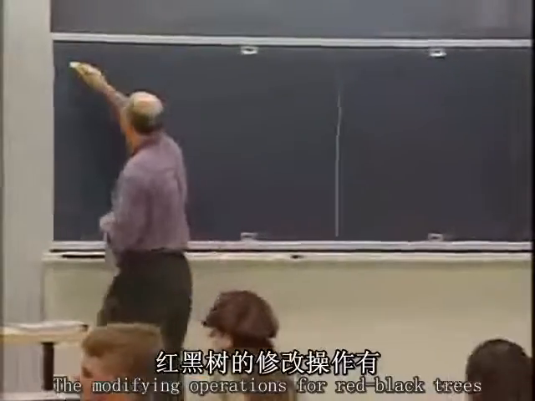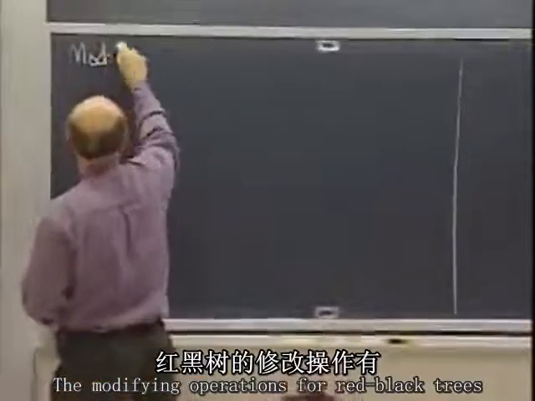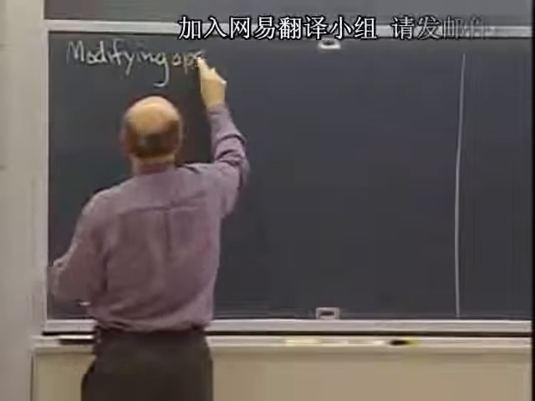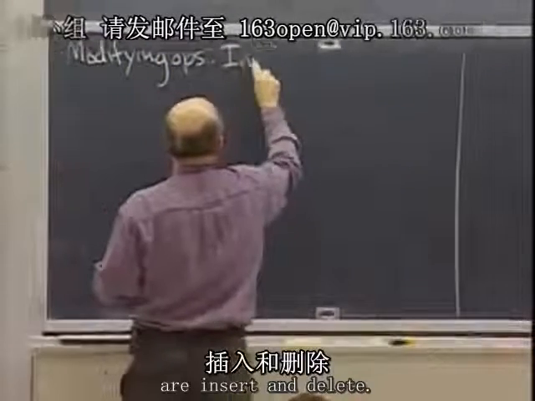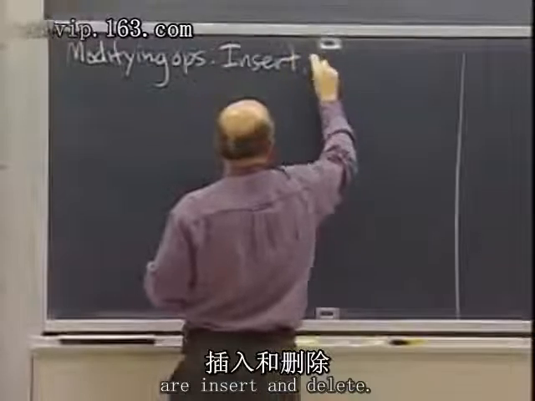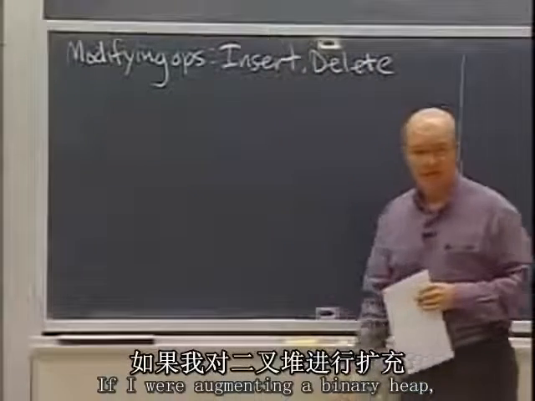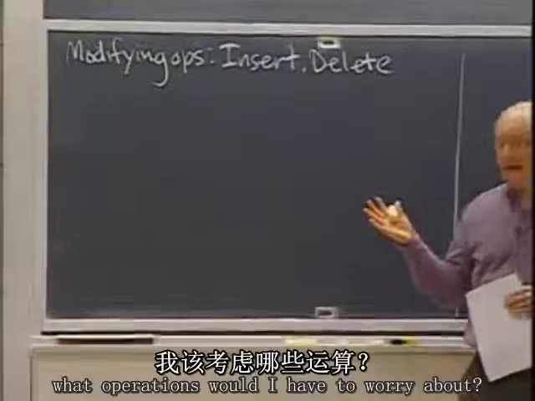Okay. So we have to look at what are the modifying operations and how do we maintain them. So the modifying operations for red-black trees are insert and delete. If I were augmenting a binary heap, what operations would I have to worry about?